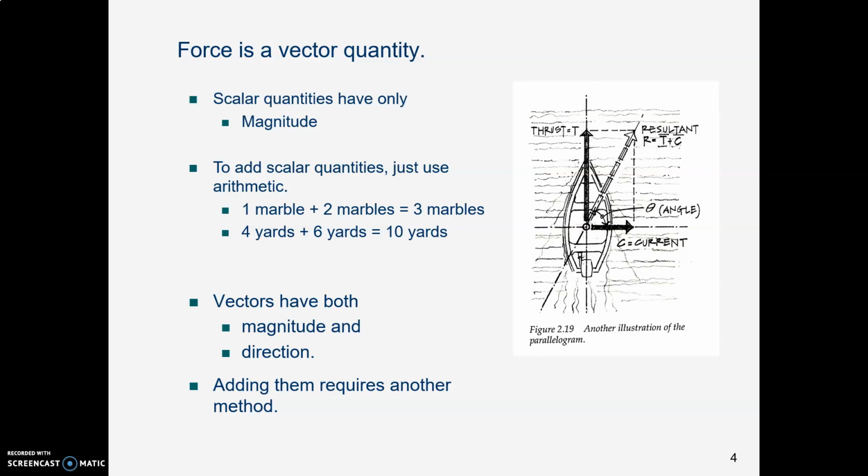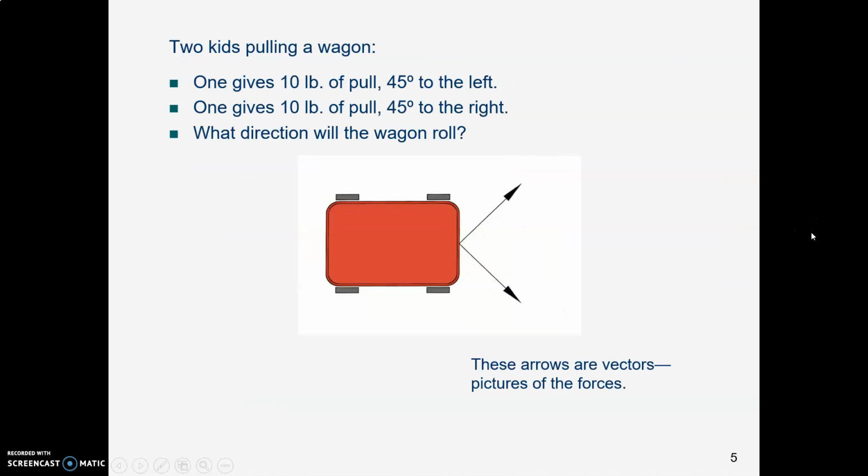Okay, well now what if we have to add forces together? And adding them together means, like with this motorboat here, we've got the force of the current and the force of the river. We want to know what those two forces together are going to add up to. What is the net result of those forces?